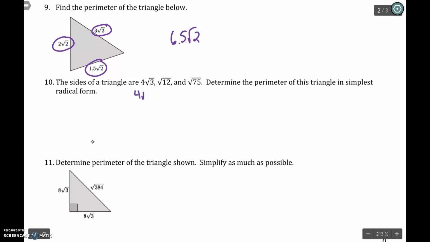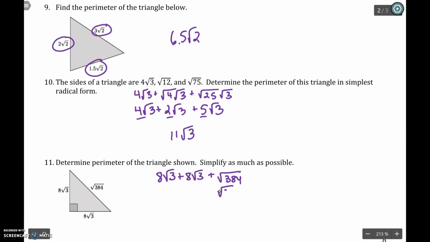Okay, for these we are adding, but we do have to simplify. So the radical 12 would be radical 4 and 3, and the 75 would be radical 25 and radical 3. And when you add, you get 11 radical 3. For the last one, we would simplify, but doing that's not going to get us any more like terms than this. So we are done.